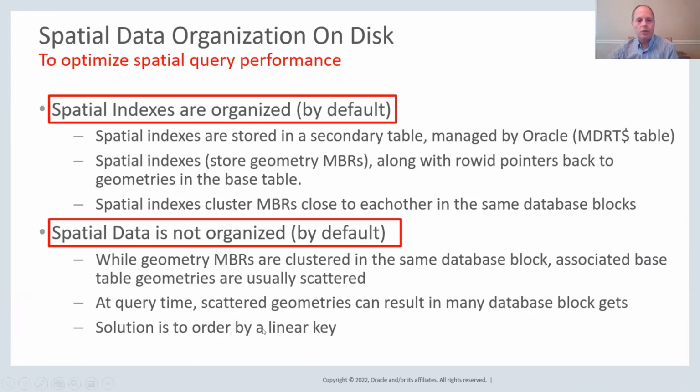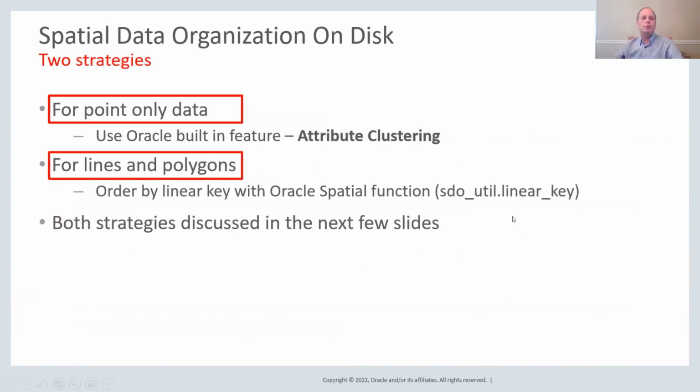So the solution is to order by a linear key. Let's talk about what that means and how to reduce these block gets. For spatial data organization on disk, there are two strategies: one for point-only data and one for lines and polygons. What I found recently is that Oracle has a solution, and it's not spatial. It's called attribute clustering. It's a very nice thing that you could use outside of spatial for the same reason I just described. It gives you the ability to cluster your data on disk, even for non-spatial data. This is a built-in Oracle feature.